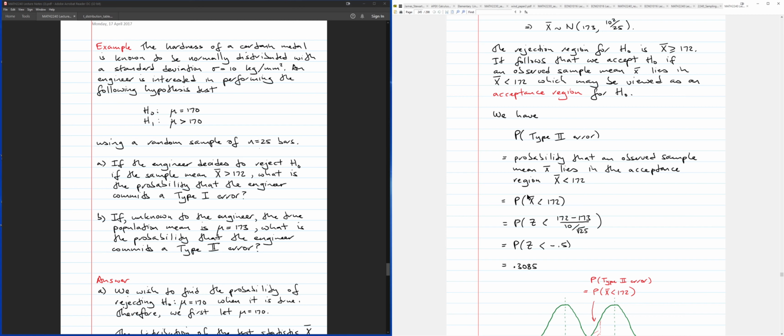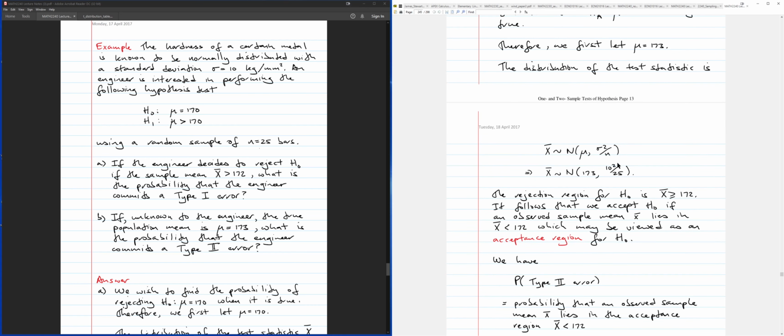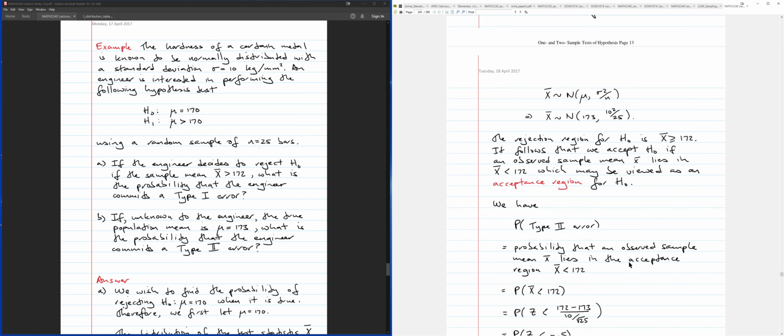But I need the distribution of the big X bar. Now, what's the distribution of the big X bar? The big X bar is normally distributed with mean mu and variance sigma squared on n. But the mean mu is actually given to us now: mu is equal to 173. So using your alternative hypothesis, we feed that into the probability distribution of the big X bar, and now we can use this in our calculations.